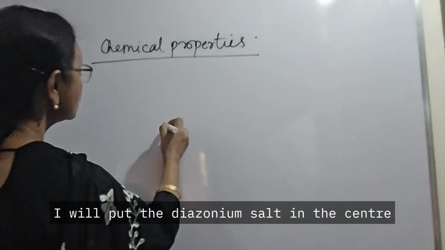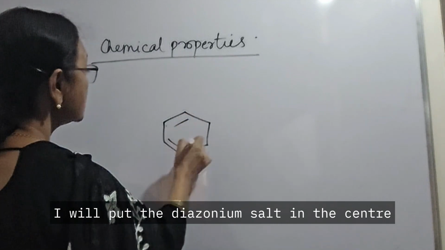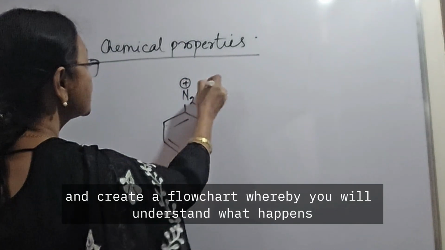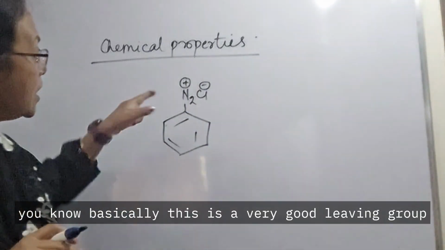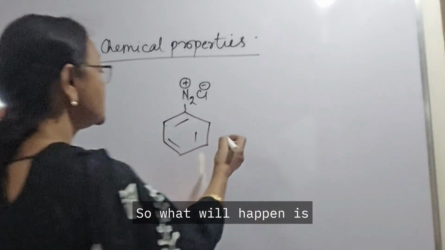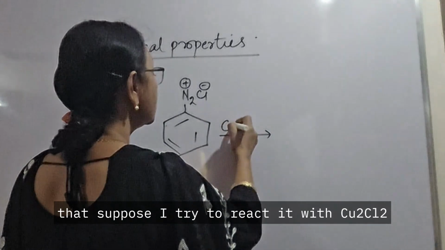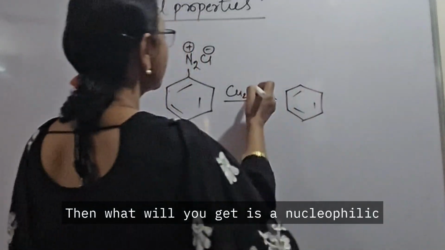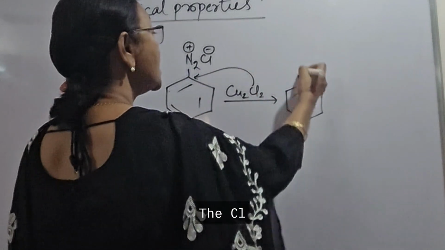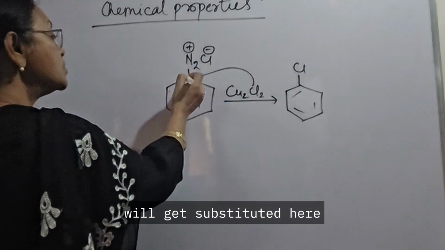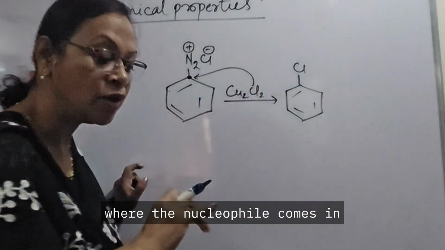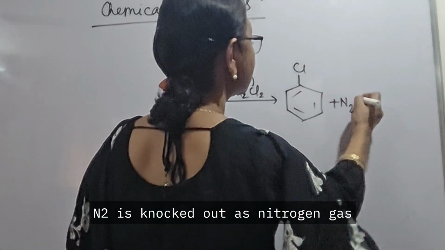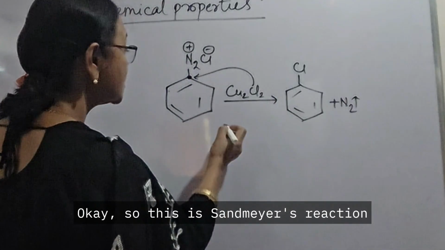I will put the diazonium salt in the center and create a flow chart whereby you will understand what happens. Basically this is a very good leaving group. So suppose I try to react it with Cu2Cl2, then a nucleophilic substitution will happen. The Cl will get substituted here. This is the point where the nucleophile comes in. N2 is knocked out as nitrogen gas. Okay, so this is Sandmeyer's reaction.